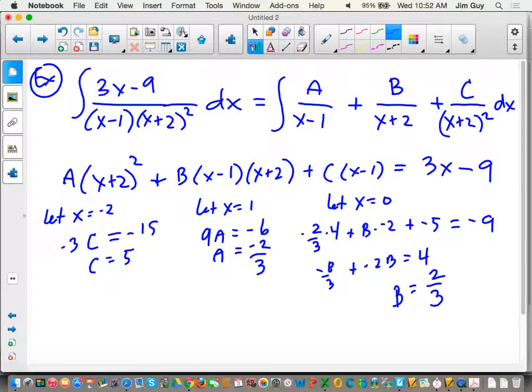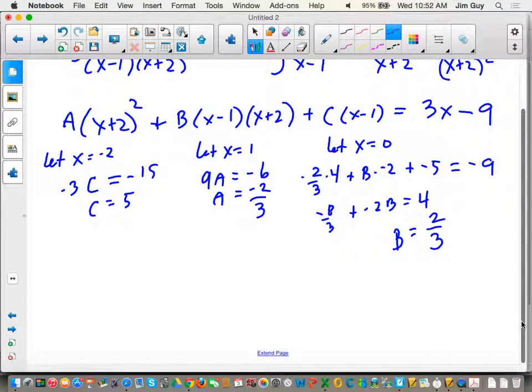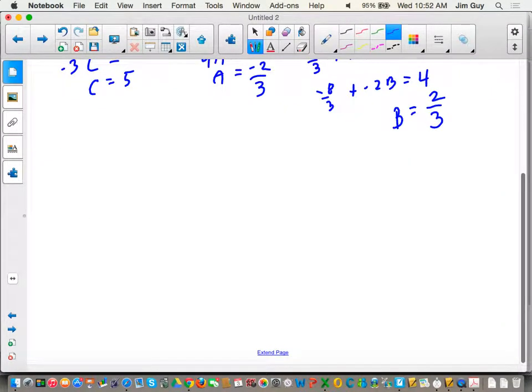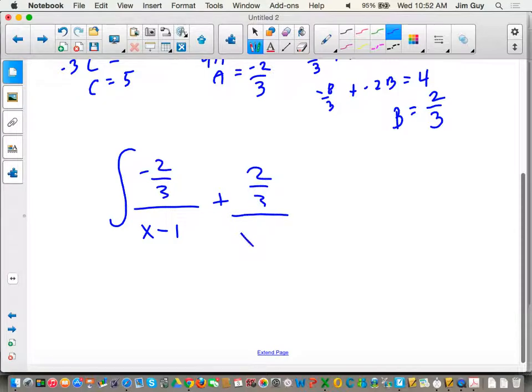Okay? So, now we do the math. Plug all those values in above. I'm going to just write it. I know this looks weird to write it like that, but just so you can see clearly where they're all coming from.